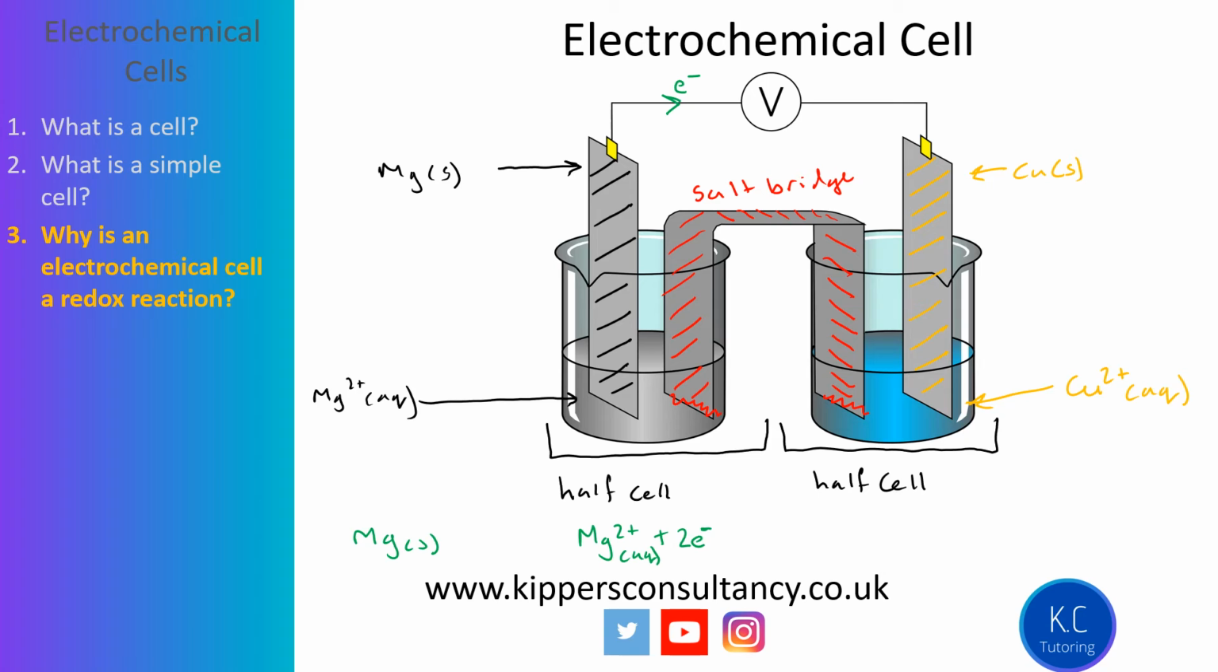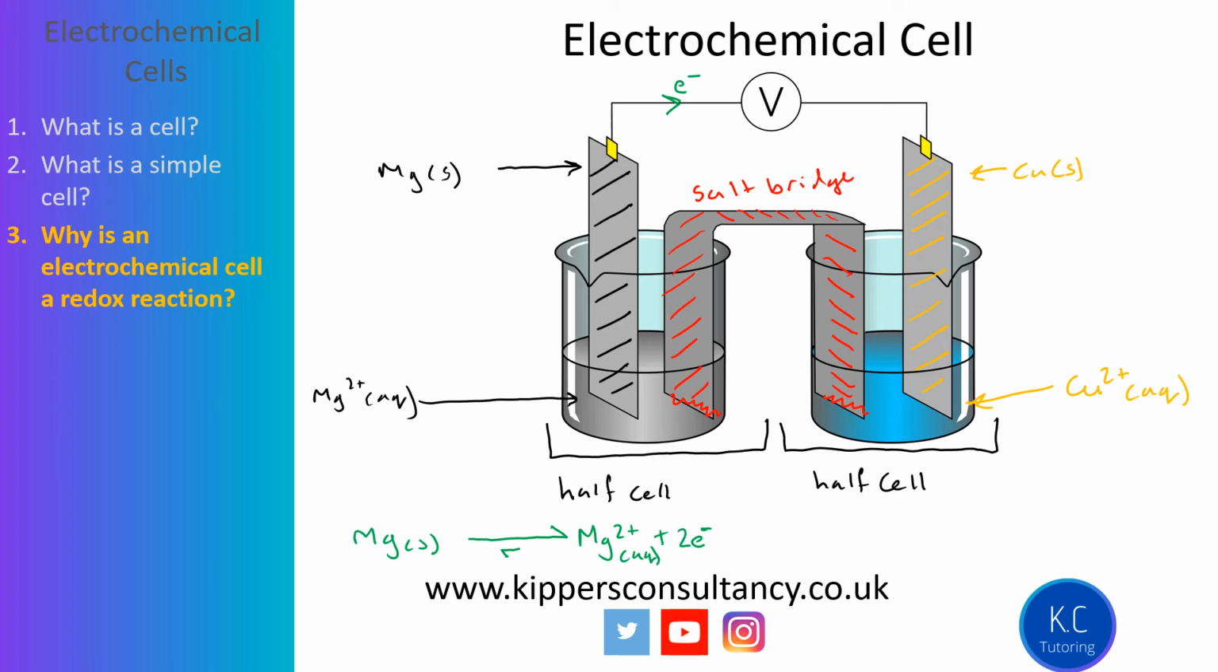Actually, each half cell sits in a dynamic equilibrium. However, when we connect the magnesium half cell to the copper half cell, because the magnesium half cell is more reactive, the position of equilibrium sits further over to the magnesium ion side. So I'm going to use a slightly different dynamic equilibrium symbol to show that the position of equilibrium sits further over onto the magnesium ion side.